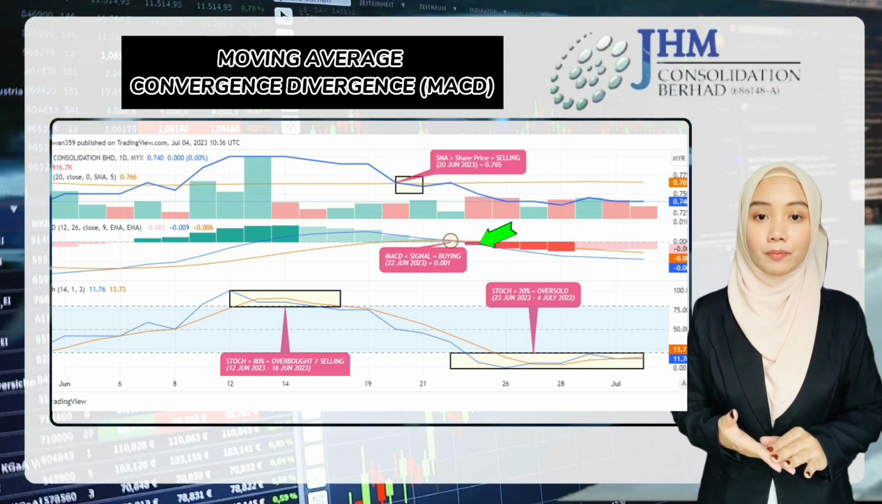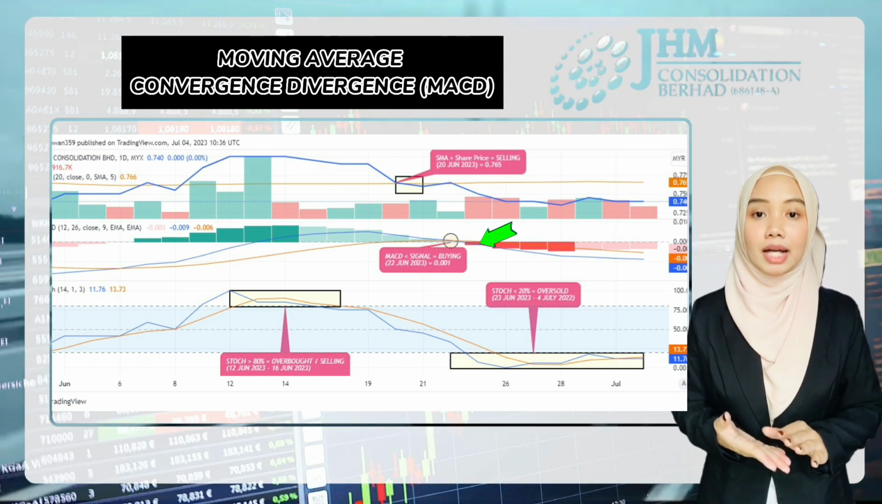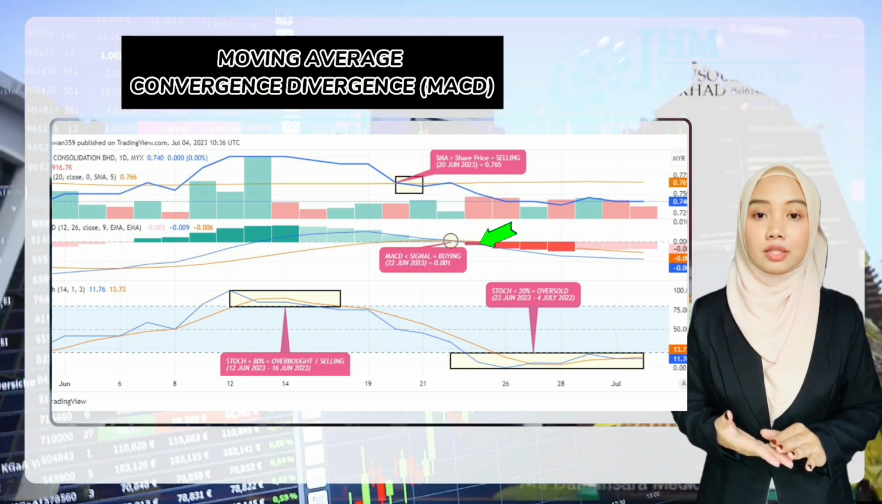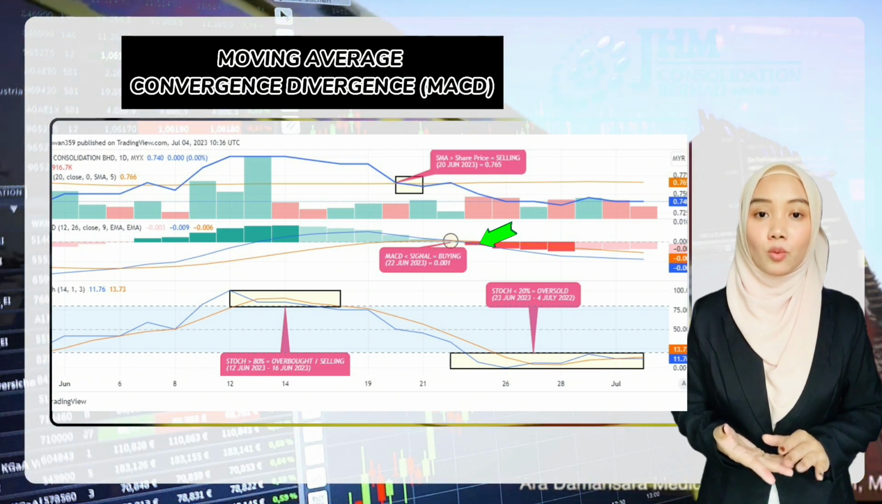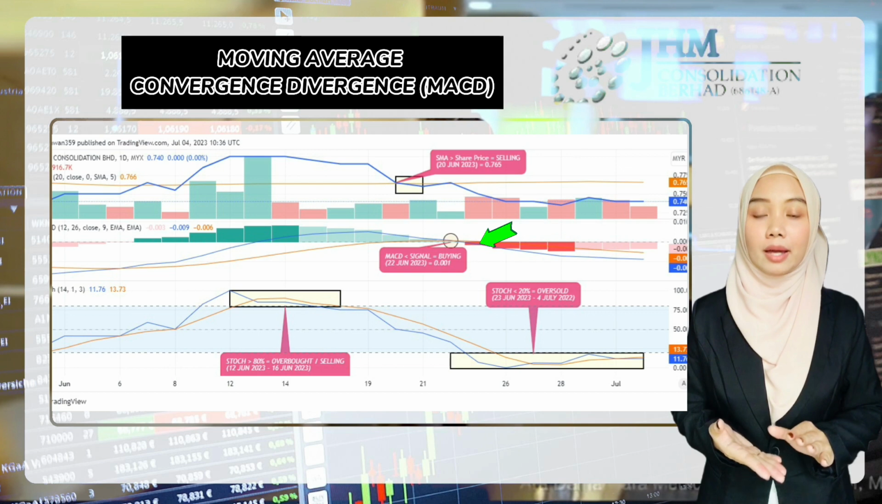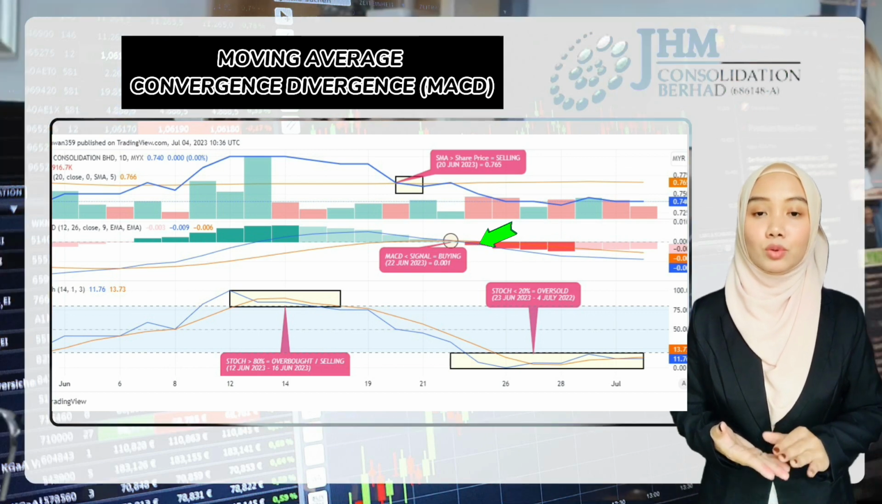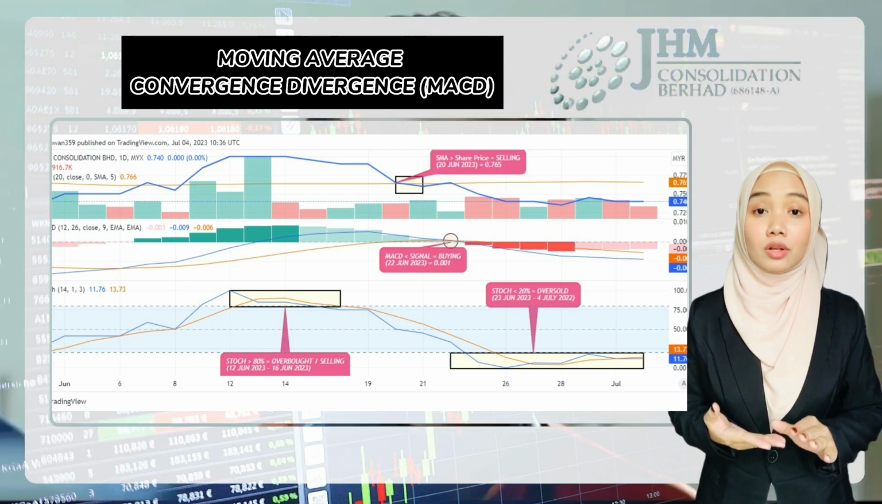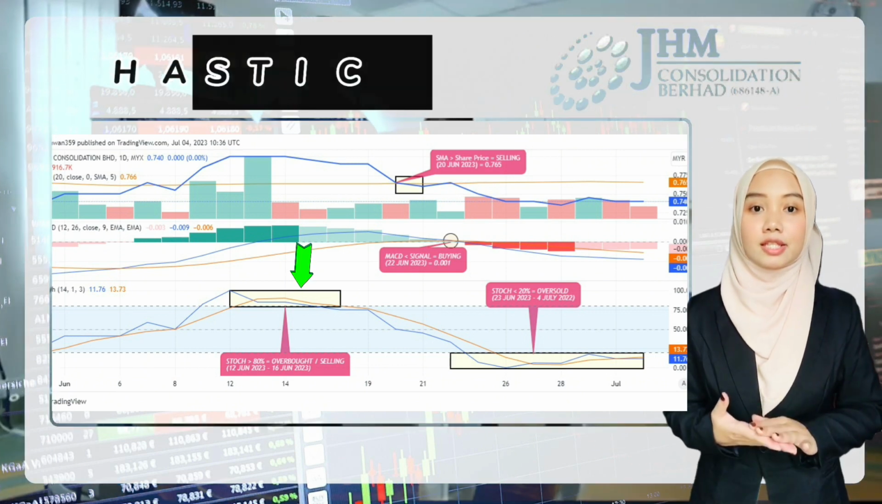Second is moving average convergent divergent, MACD. According to the diagram, we can identify the buy signal when it appears on 22 June 2023 at price 0.001. This condition occurs when the MACD line, which is the blue line, is crossing over the signal line, which refers to the orange line.